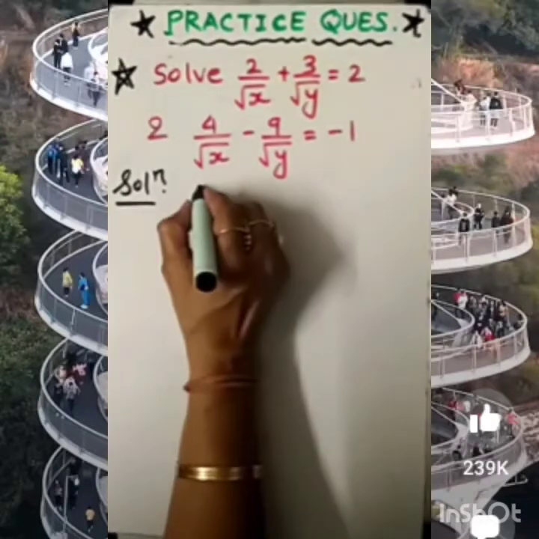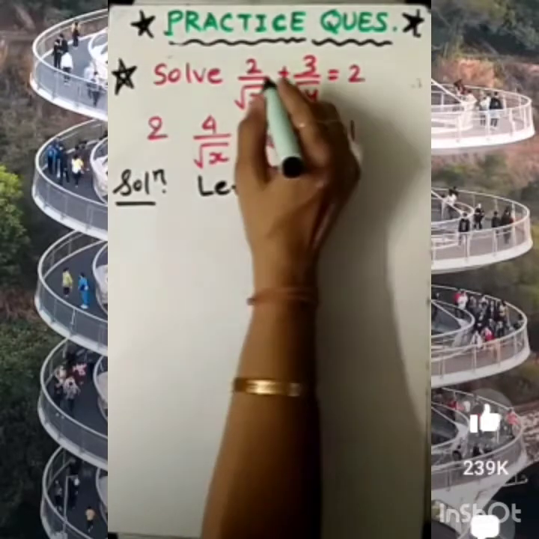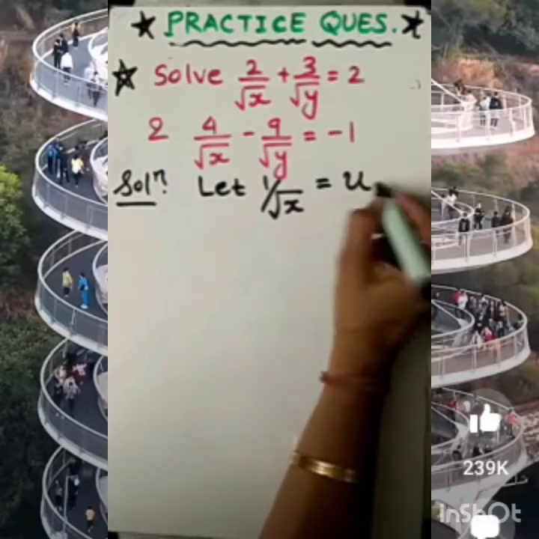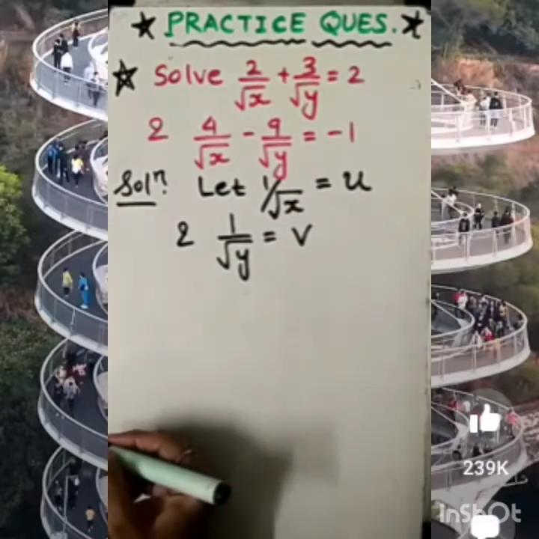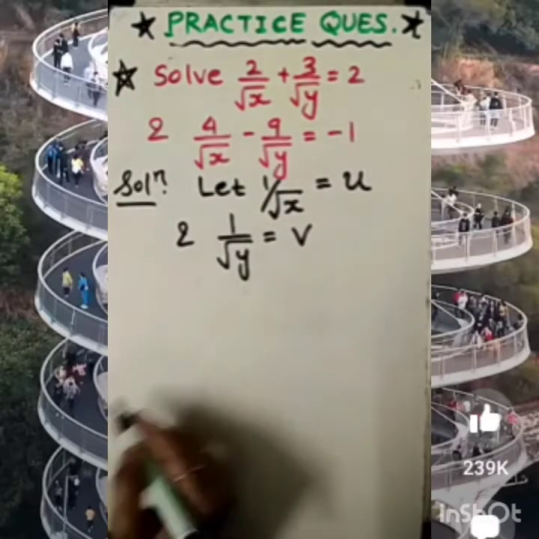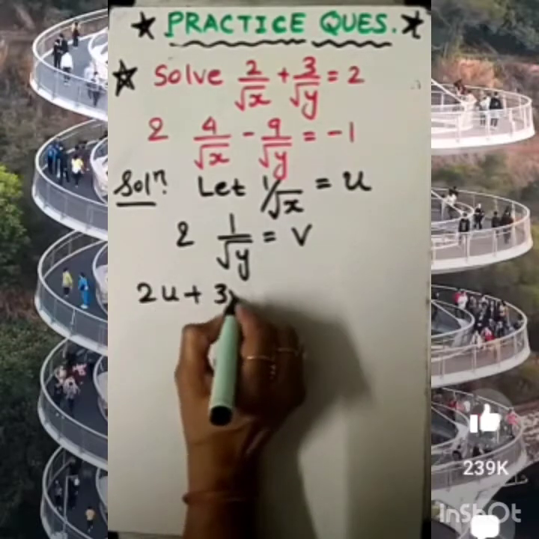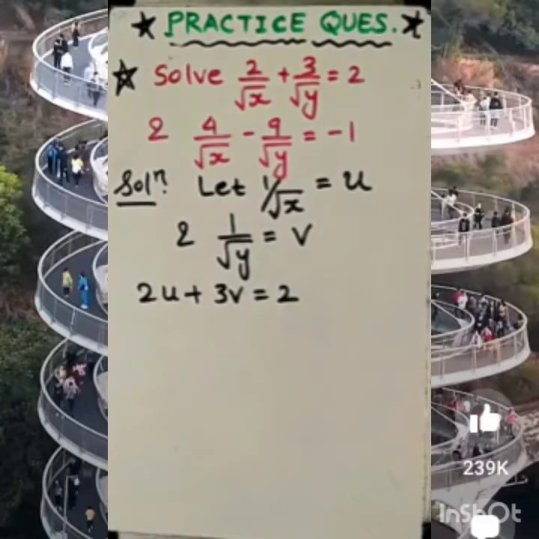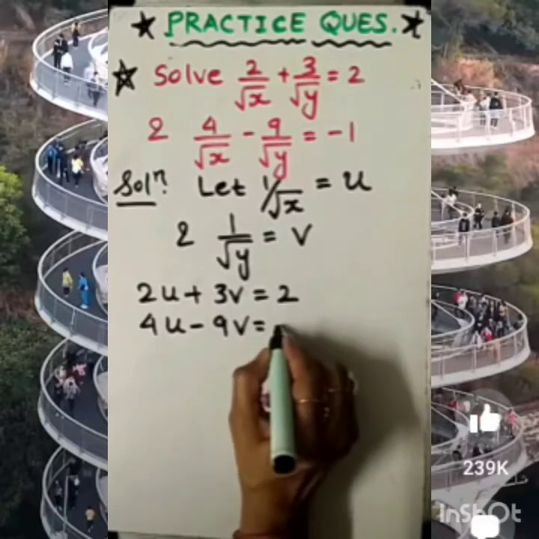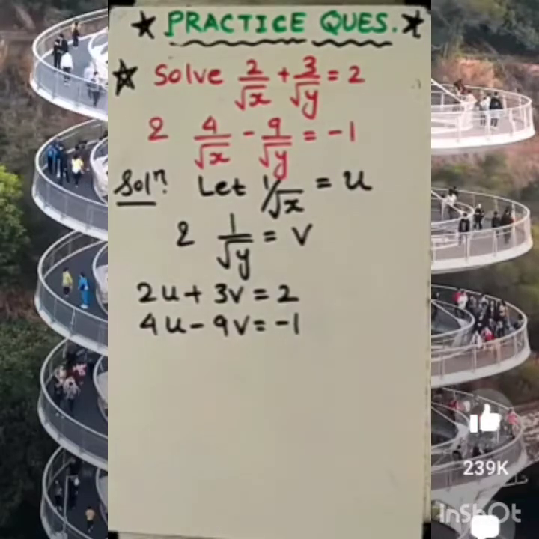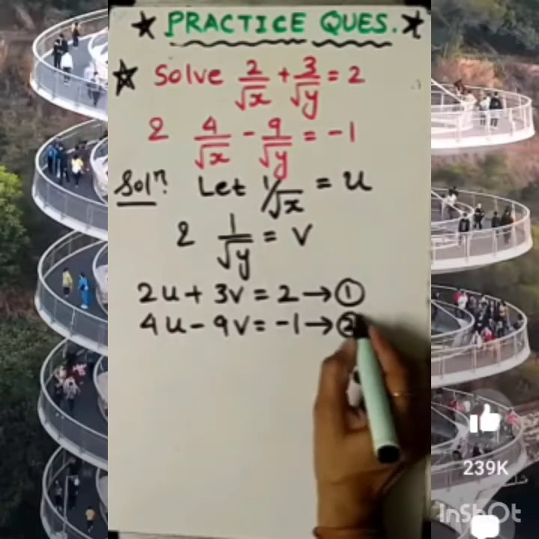First, what we have to assume, let's see. Let 1 upon root x, for that I am assuming u, and 1 upon root y, for that I am assuming v. The assumption is very important. Now according to our assumption, the first equation will become 2u plus 3v equal to 2. And next equation 4u minus 9v equal to minus 1. Clear to you? Let me call this equation 1 and this equation number 2.